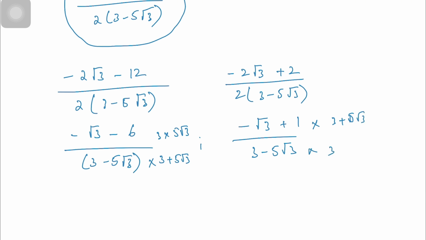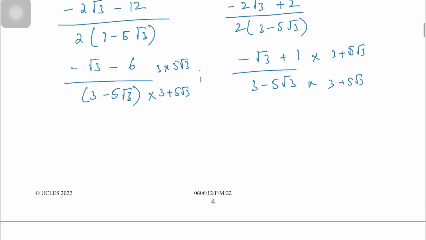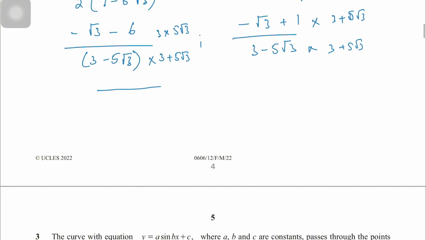So after multiplying, we'll get the answer as our denominator would be 3 squared, which is basically 9, and 5 squared is 25. 25 multiplied by 3 is 75. So this would be 9 minus 75. This would be negative 66. And then this would be multiplied.